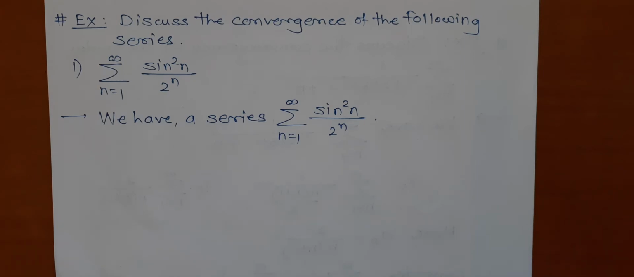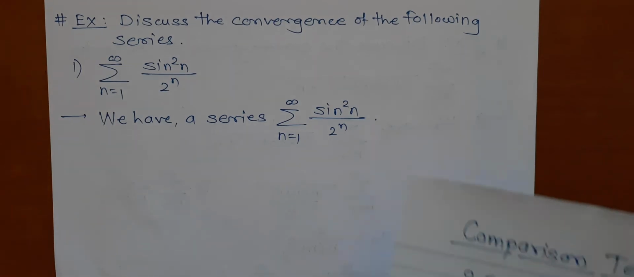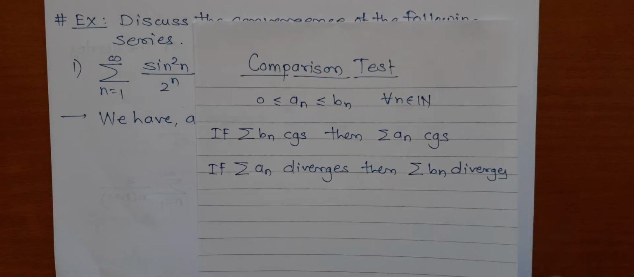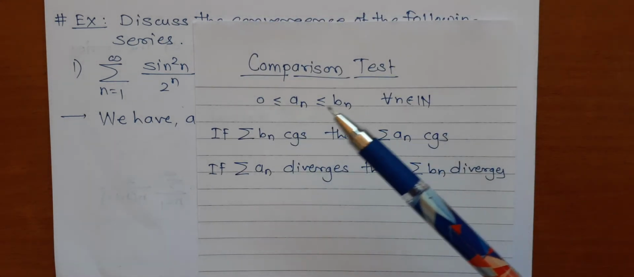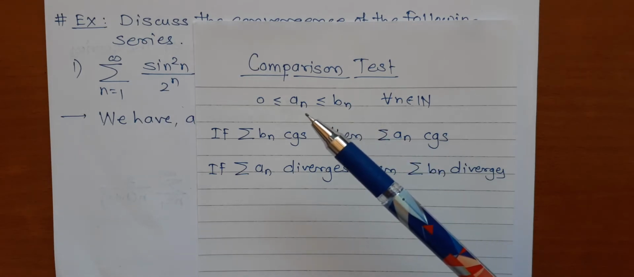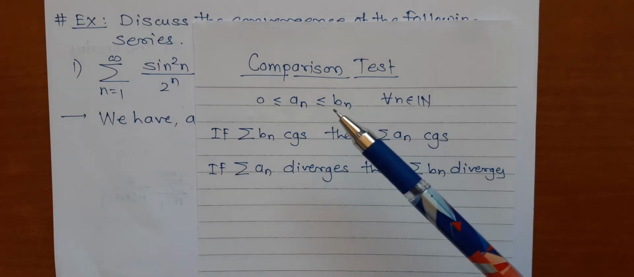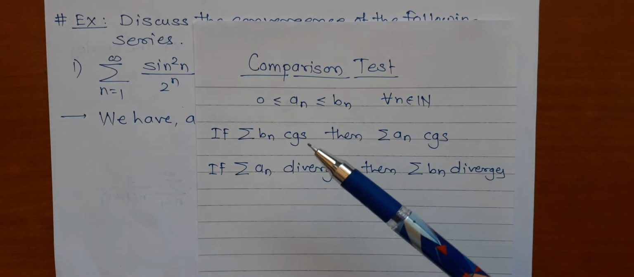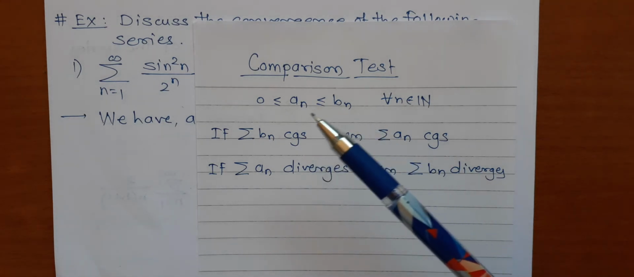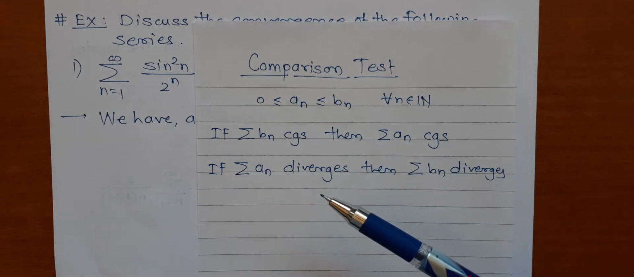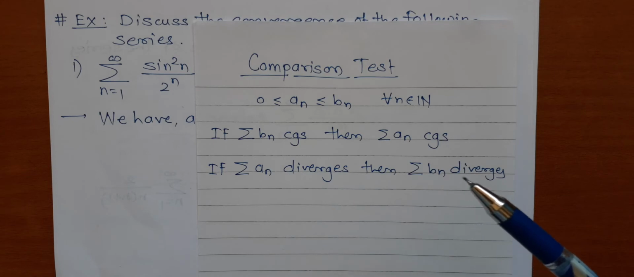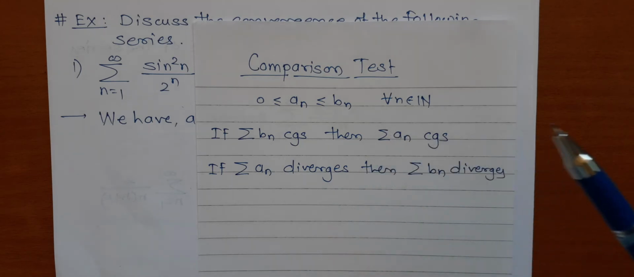Have you heard about the comparison test? Let me show you what the comparison test is. When you have two series, an and bn, such that both of them are positive and bn is greater than an, then if summation bn converges, that means if the larger series converges, then the smaller series converges. And secondly, if the smaller series diverges, then the larger series also diverges. So this thing I am going to use.